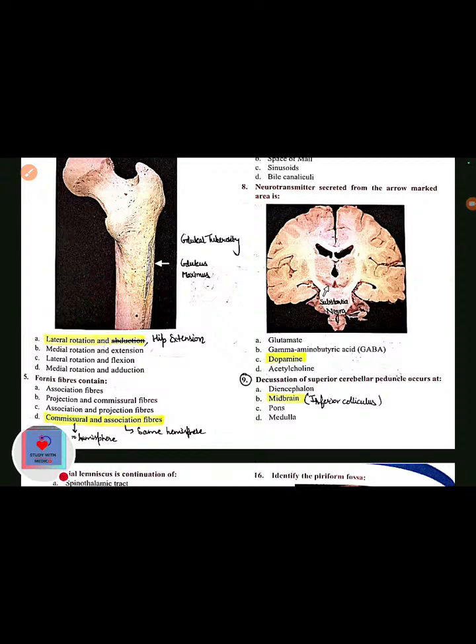Explain me the attachment of gluteus maximus and show the pictures of attachment of gluteus maximus on hip bone. Hip bone.